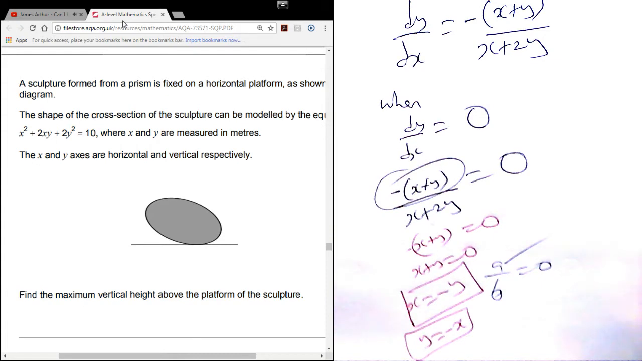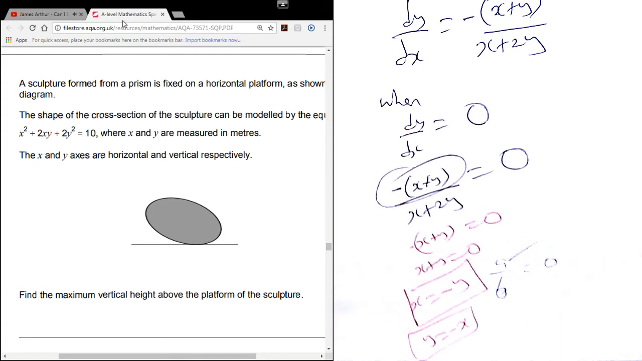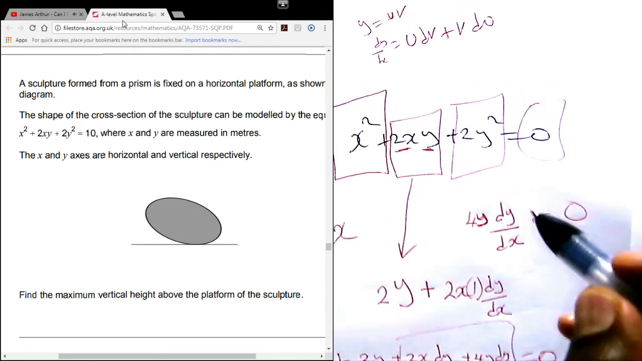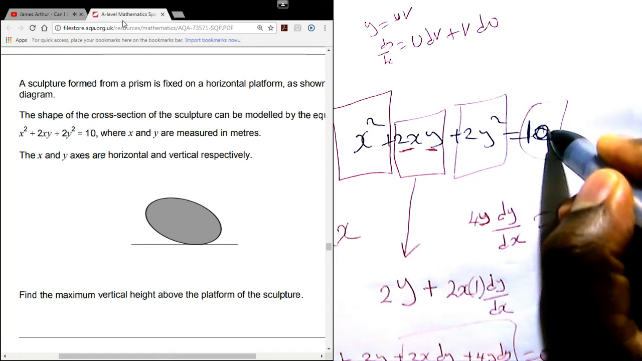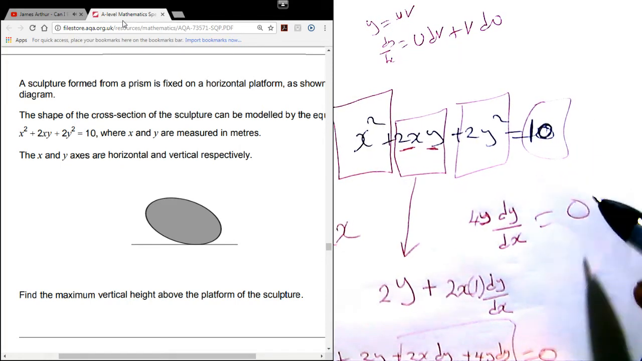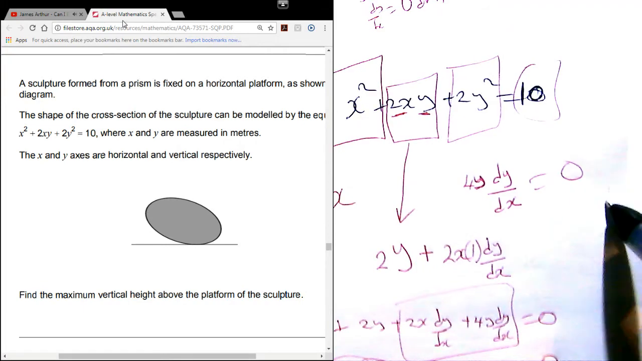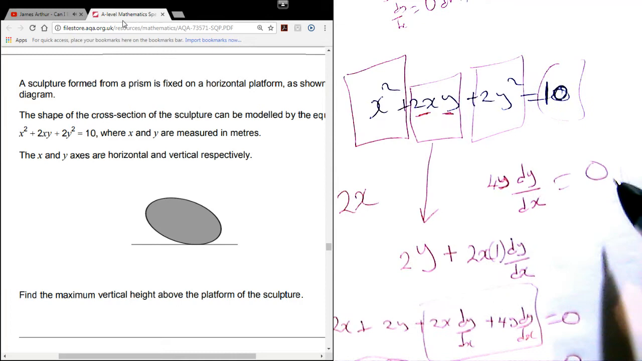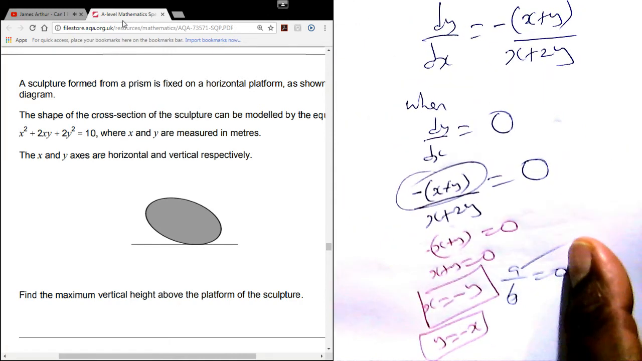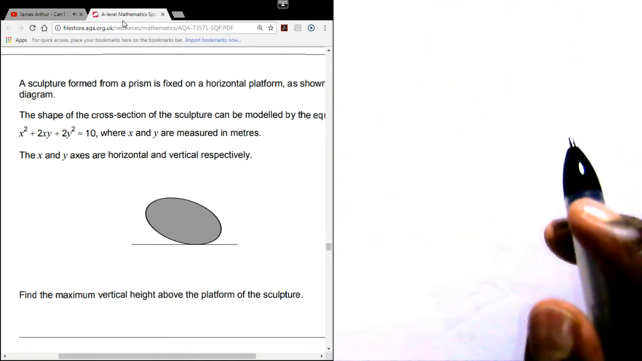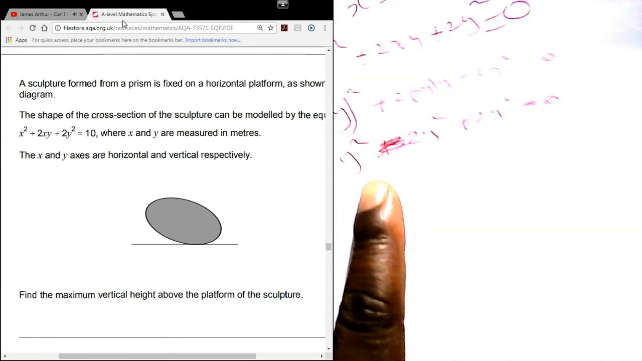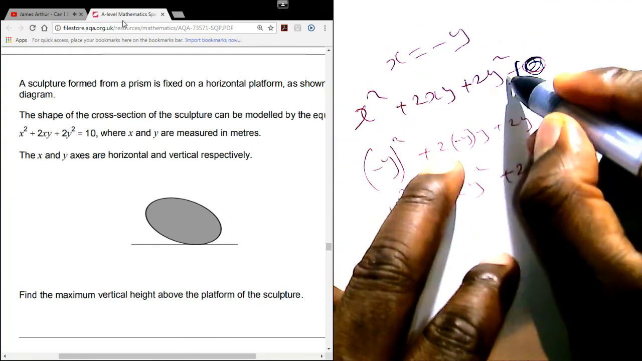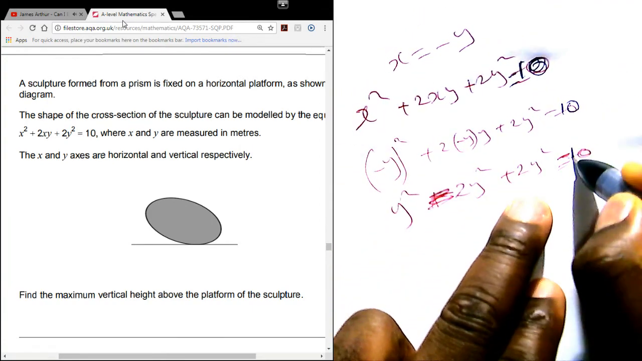Ah, look, I made a mistake. It's my fault. The question did not say equal to 0. I'm sure you must have been wondering, what's he doing? The question says 10 on this side, and of course that doesn't change anything here because we were differentiating, and the derivative of 10 is still 0, so that has not affected it. But that's going to be useful in the replacement that we are trying to do. So this is equal to 10, not 0, right? It's equal to 10, and so that's 10 there, that's 10.